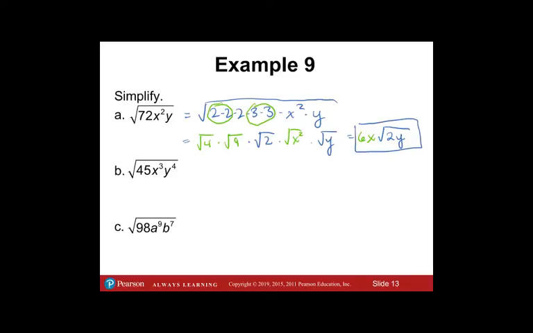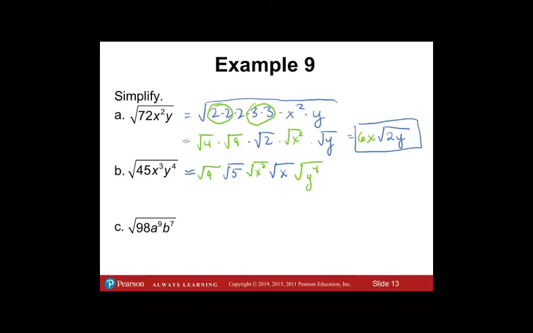So 45. 45 is what? 9 times 5? So we have the square root of 9 times the square root of 5. So then x to the power 3, we're going to break it apart. That's the same as the square root of x squared times the square root of x. And then we have the square root of y to the 4.